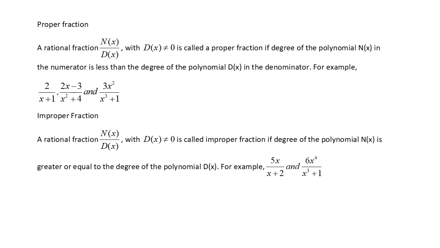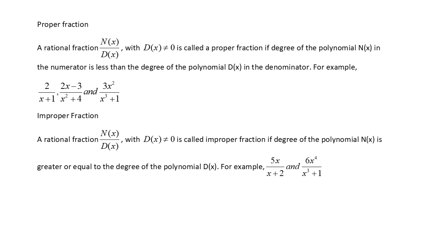Now, types of rational fraction: proper fraction and improper fraction. Proper fraction: a rational fraction N of x over D of x, where D of x is not equal to 0, is called a proper fraction if the degree of the polynomial N of x in the numerator is less than the degree of the polynomial D of x in the denominator. For example, 2 over (x plus 1), (2x minus 3) over (x square plus 4), and 3x square over (x cube plus 1).